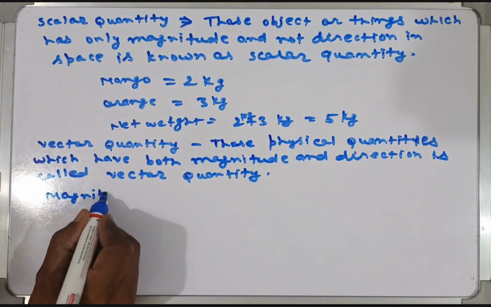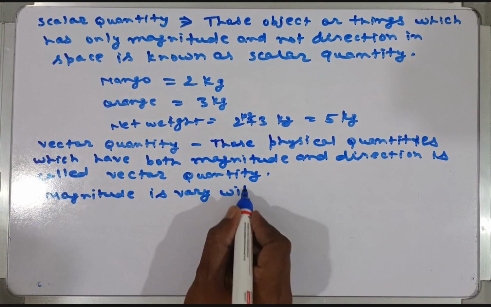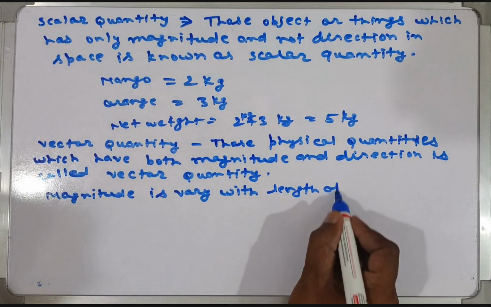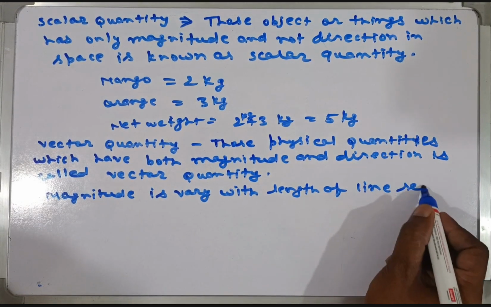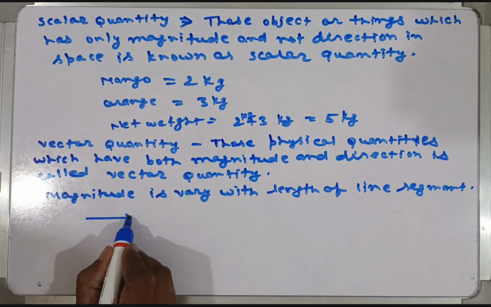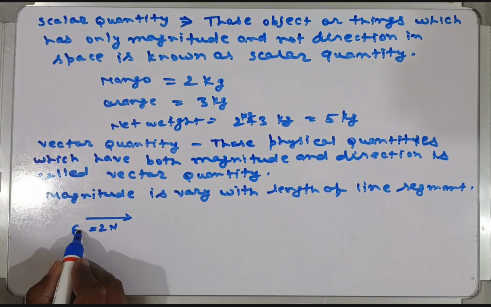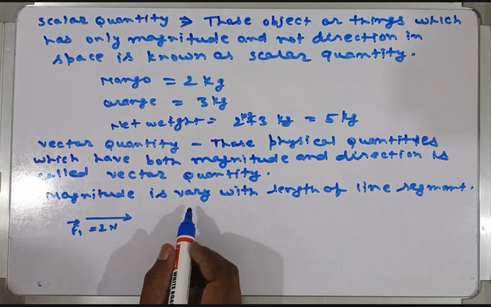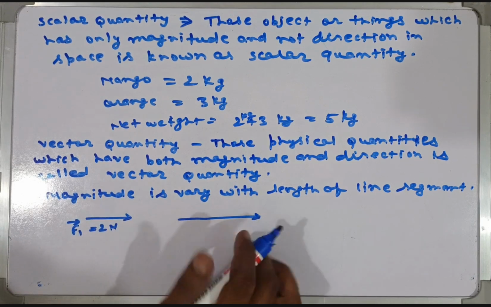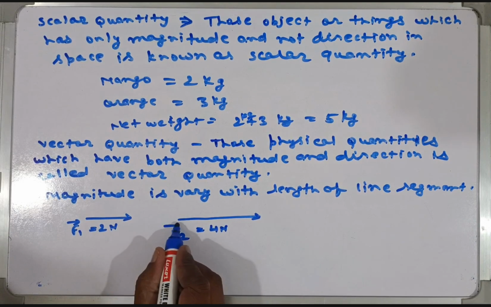In physics, magnitude varies with length of line segment. What does that mean? Suppose this one is a vector quantity for a force 2 Newton. Say this is F1. Okay. Now if we write 4 Newton, so the length will be twice, and this will be 4 Newton, and this will be F2. Okay.